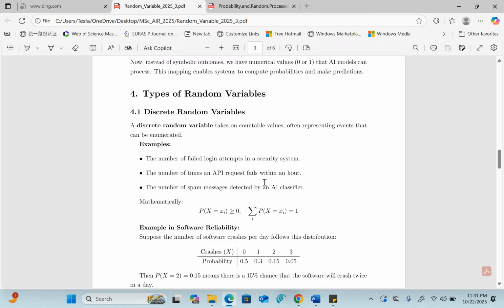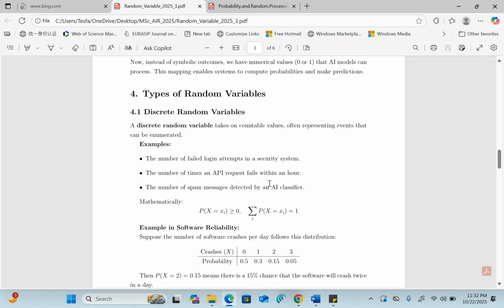So there are mainly two types of random variable. For example, the discrete random variable. What do we mean by that? A discrete random variable takes on countable values, often representing events that can be enumerated. For instance, the number of login attempts in a security system is discrete. That means you can't assume an infinite number of login attempts in a security system. They are countable and fixed in a certain interval.